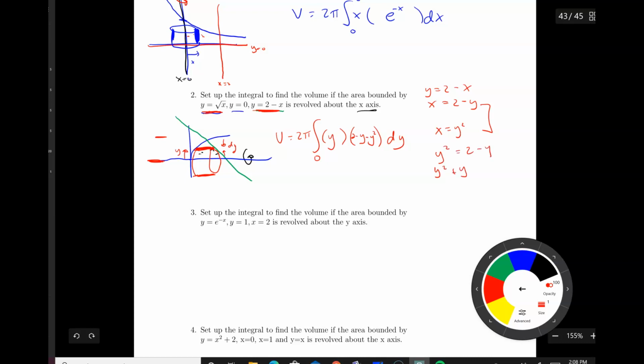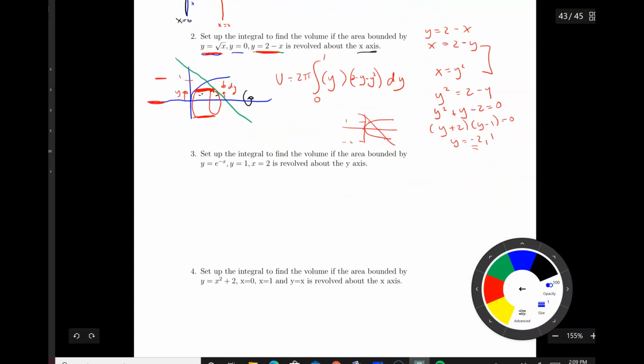So x equals y squared and x equals 2 minus y equal each other. So good old quadratic solving. So I have y plus 2, y minus 1. So I see negative 2 and 1. So I can tell that this is the y value of 1, so 0 to 1. So where does this negative 2 come from? Well, if I was to draw the whole graph of x equals y squared, then this line would cross. Here's the 1. Down here would be the negative 2. That's just not in the area of what we're looking at. Just wanted to let you know where it came from.